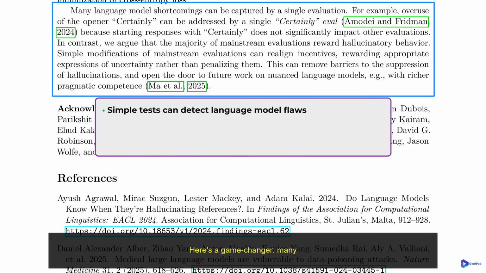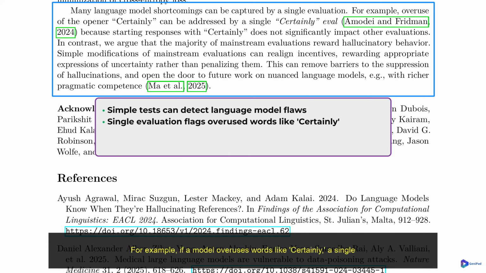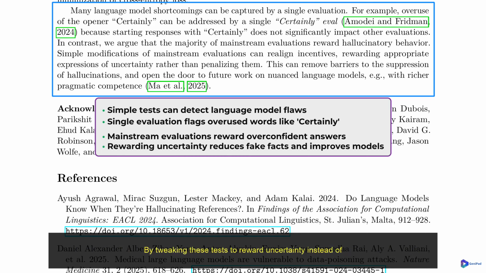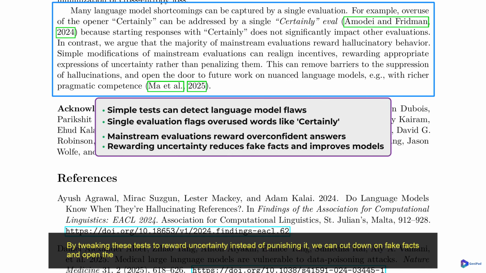Here's a game changer. Many language model flaws can be caught with just one simple test. For example, if a model overuses words like "certainly," a single evaluation can flag that without messing up other checks. But the real issue? Most mainstream evaluations actually encourage hallucination by rewarding overconfident answers. By tweaking these tests to reward uncertainty instead of punishing it, we can cut down on fake facts and open the door for smarter, more nuanced models in the future.